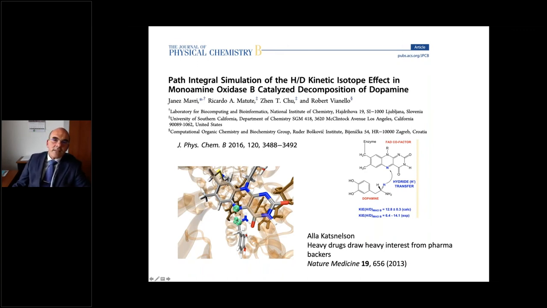The fact that we reproduced the experimental value, which has a pretty wide span, gives additional evidence about the validity of the transition state theory. So this is not just blue sky research, because recently the pharmaceutical industry launched deuterated drugs because they are more stable.